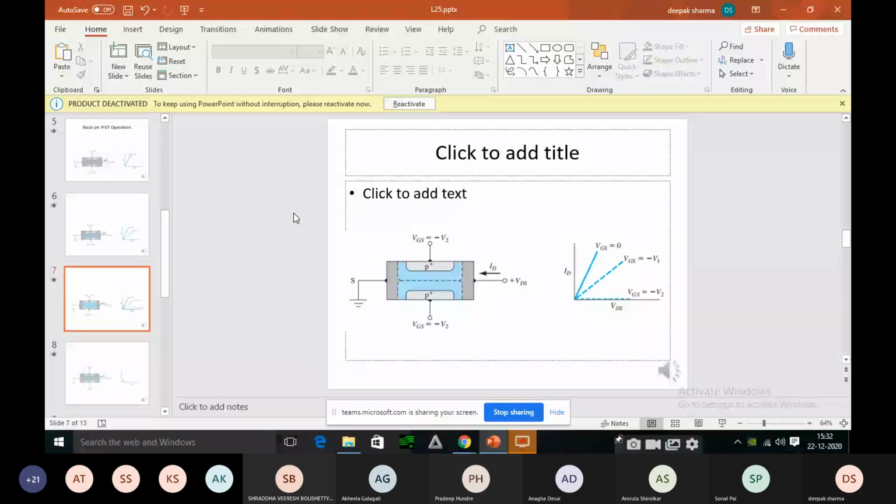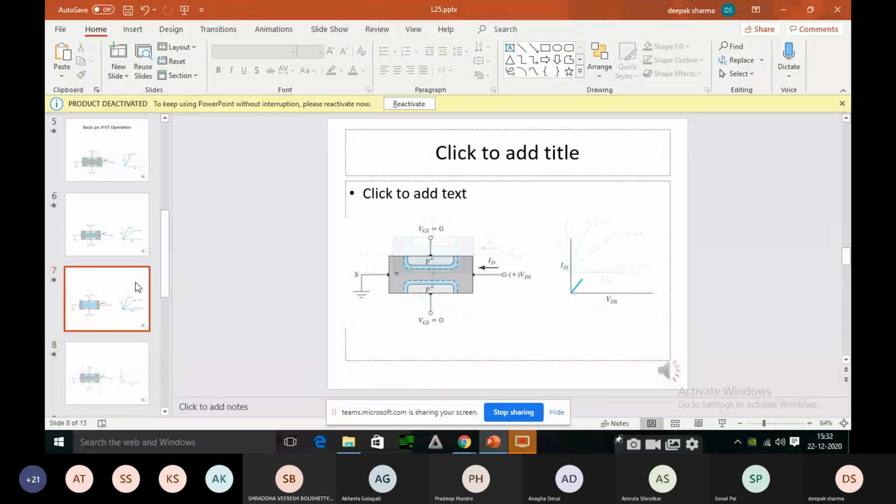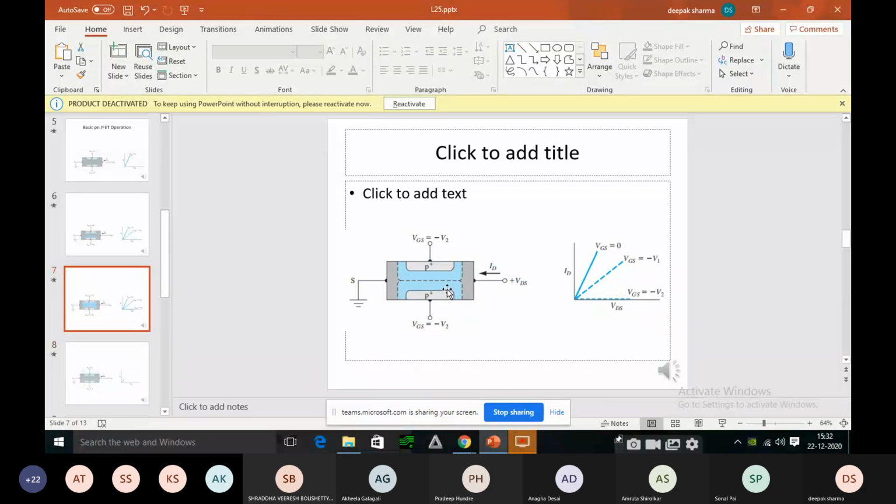I'm going slowly here. Why? Because this is a sure short question in the exam. For 10 marks, this will definitely be asked. This question cannot be skipped. So this point is clear. Yes or no? Yes, sir.